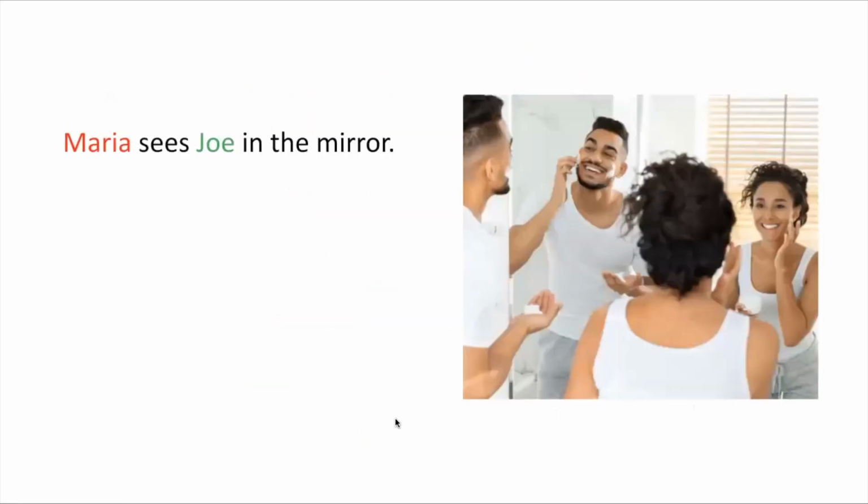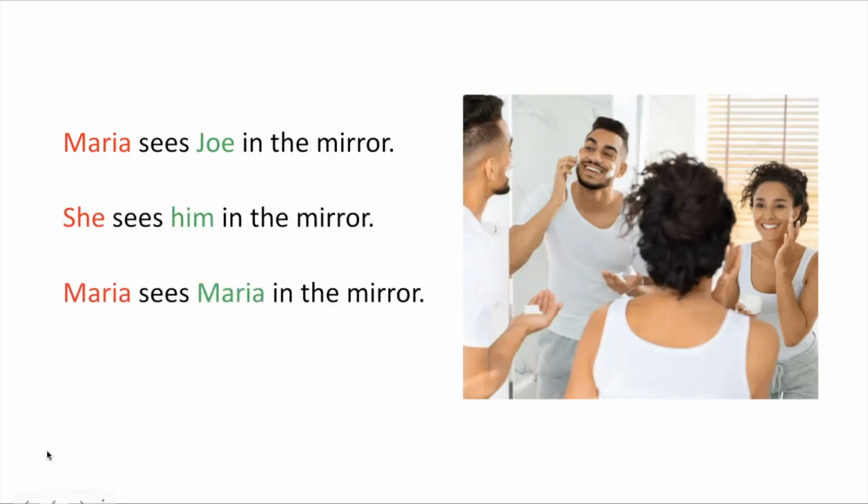So how do we use reflexive pronouns? Well, here's a sentence. Maria sees Joe in the mirror. If we change those nouns to pronouns, she sees him in the mirror. But what about this one? Maria sees Maria in the mirror. She sees herself in the mirror. The subject and the object are the same, so we use the reflexive pronoun instead of the object pronoun.